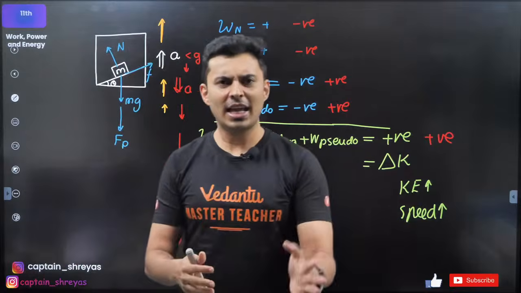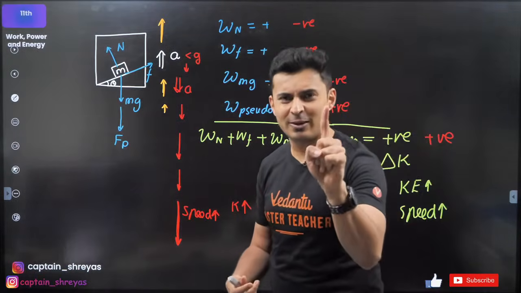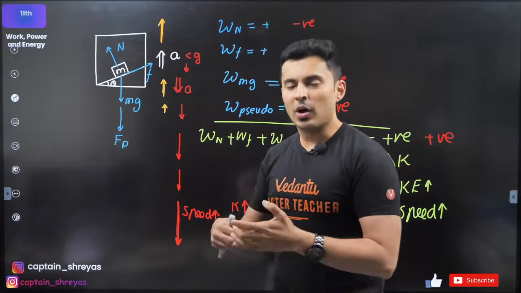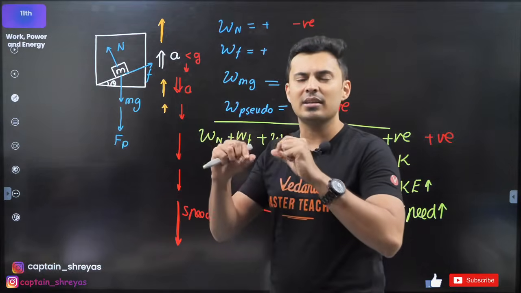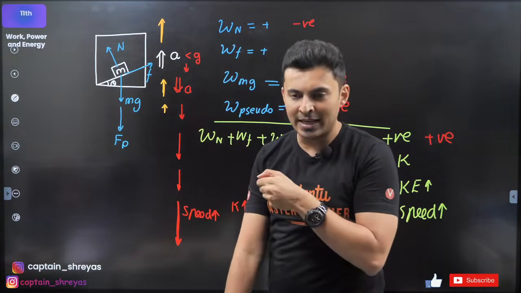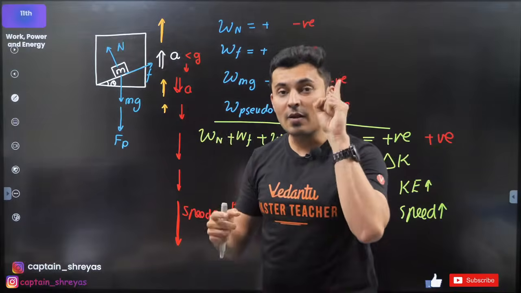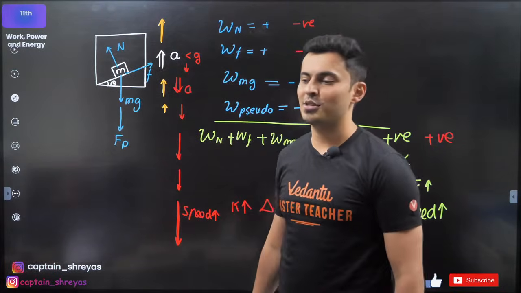Now you will be like, sir, can it never be negative? Yes, it can be negative if, as it is going up or maybe as it is going down, the speed is decreasing. How? Maybe it was already moving against, so it is decelerating. If it was decelerating, then the answer will be negative.